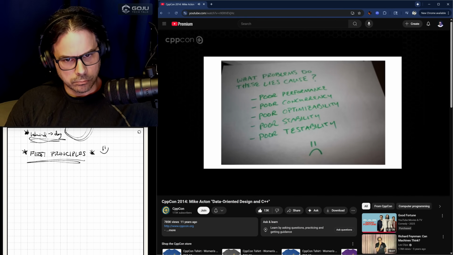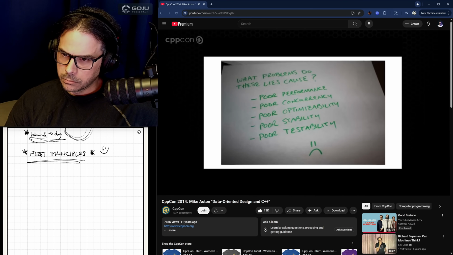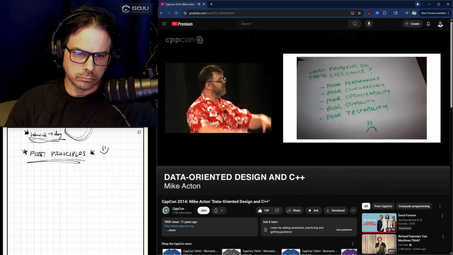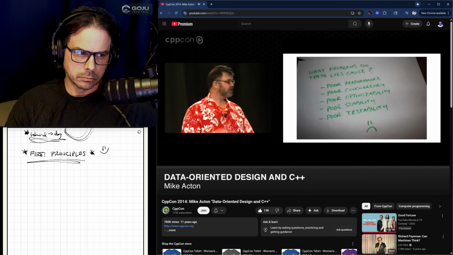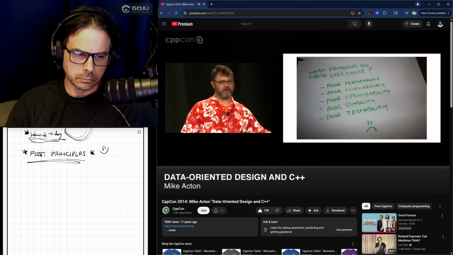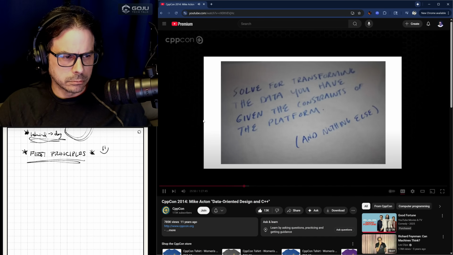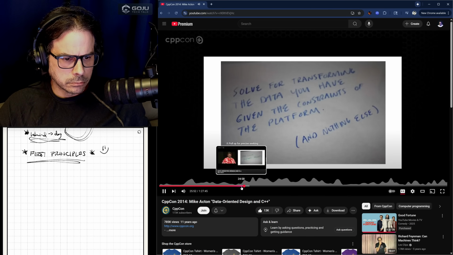Generally, the things that you'll see, the things that I certainly see, are poor performance, poor concurrency, poor optimizability, poor stability, poor testability. So we build up all this other infrastructure on top in order to try to solve these problems that we've created for ourselves. So solve for transforming the data that you have, given the constraints of the platform, and nothing else.